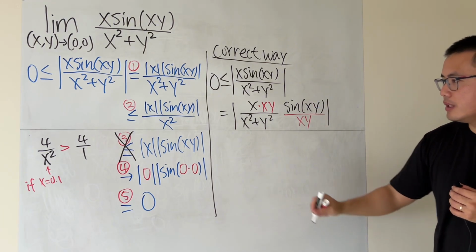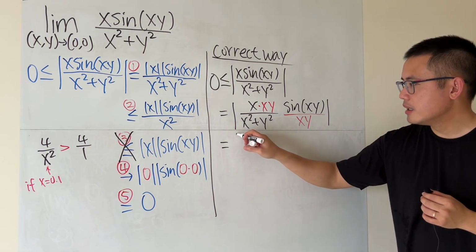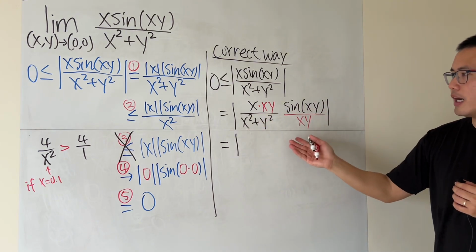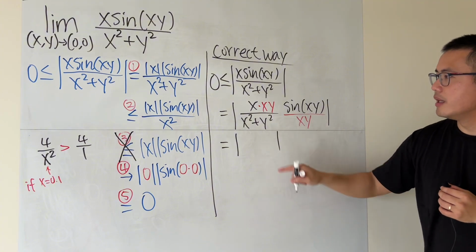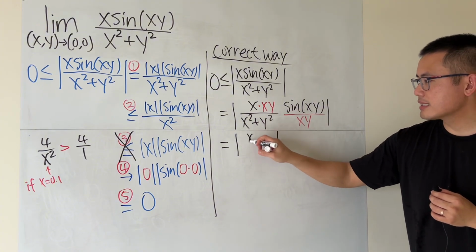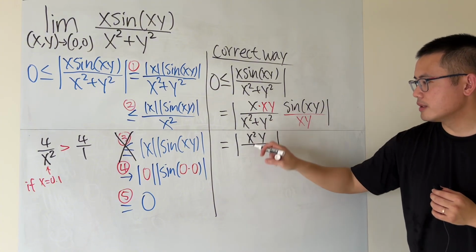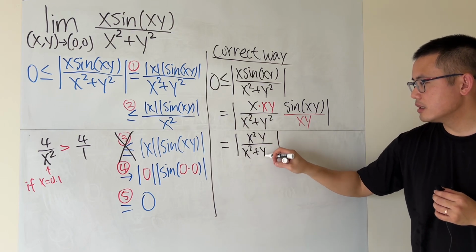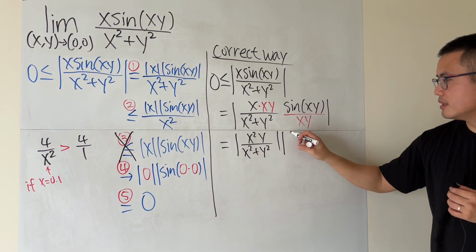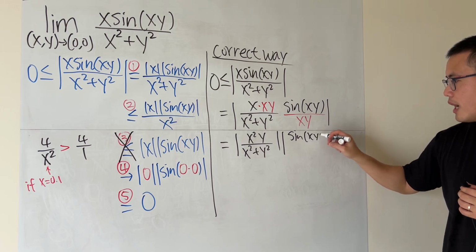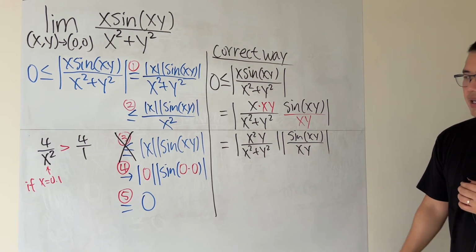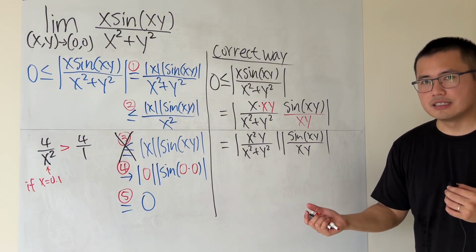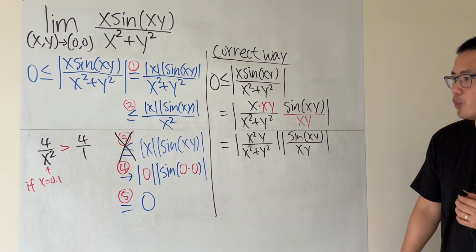The reason that we do this is because now we can say the absolute value of a product is a product of the absolute values. So I can put the absolute value right here. And this is just x squared y over the same thing like this. And then the absolute value of this, sine of xy over xy. Right here, we can simplify this expression by doing some inequality work.